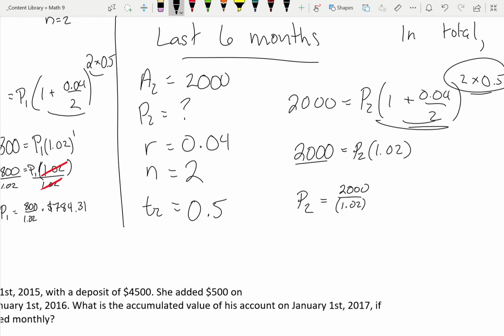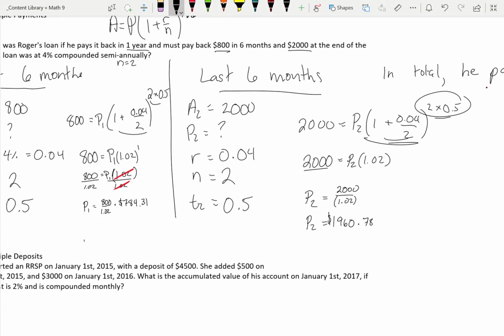And then this is going to give me a P2 value of $1,960.78. Now, the total amount that he borrowed, I'll call it P, is equal to P1 plus P2. The amount that he borrowed from the first half and the second half, if I add them together, will be the amount that he borrowed in total.